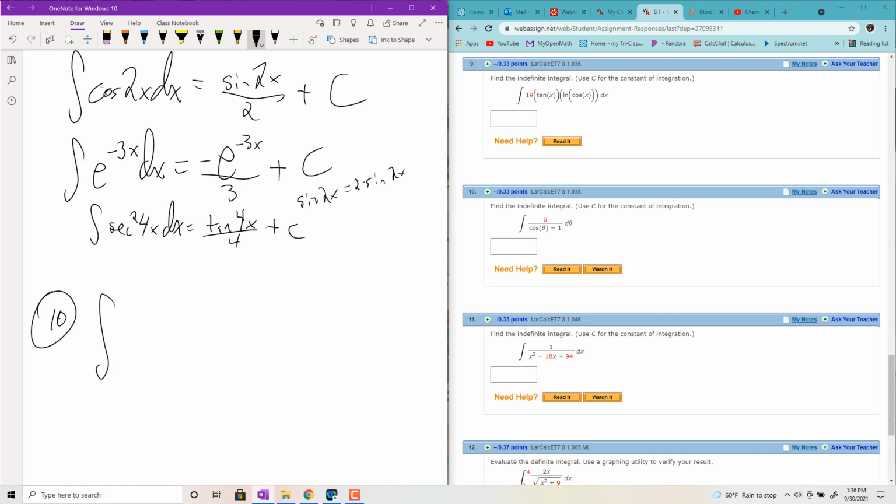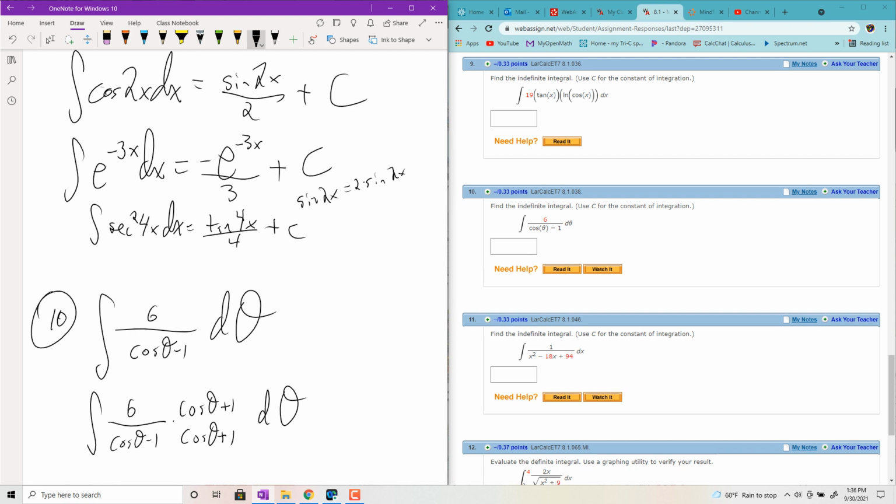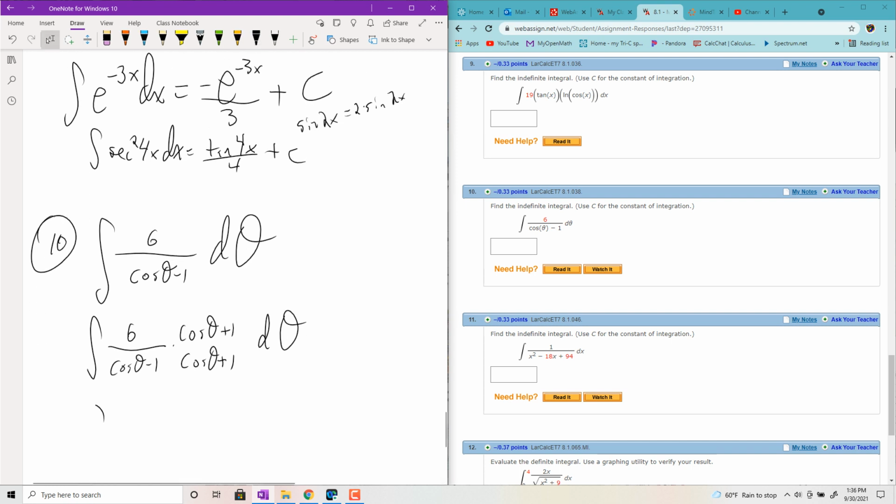So number 10, I'll just set it up. I'm not going to do the whole integral. d theta. The trick is to multiply top and bottom by cosine theta plus 1. Okay, so you get cosine theta minus 1 times cosine theta plus 1 on the bottom, and the same factor on top. So what's the point of that? Well, you're going to end up being able to simplify it. You'll have 6 cosine theta plus 6 in the top. Downstairs, you got cosine squared theta minus 1.